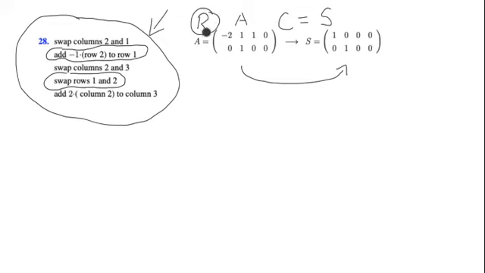This guy, it's going to be a square matrix. R is going to be a square matrix. C is going to be a square matrix. So, and we can just count the number of rows. There's two. So we know this R is going to be a 2 by 2 matrix.